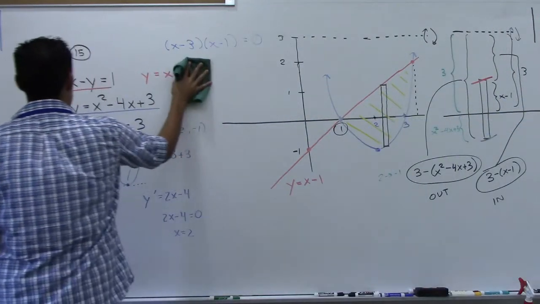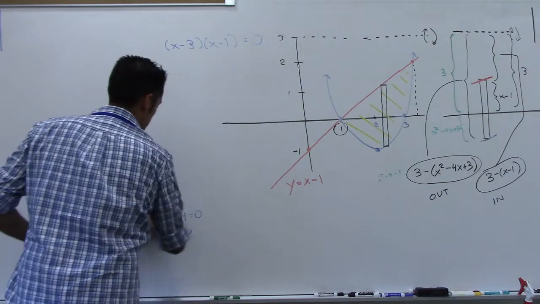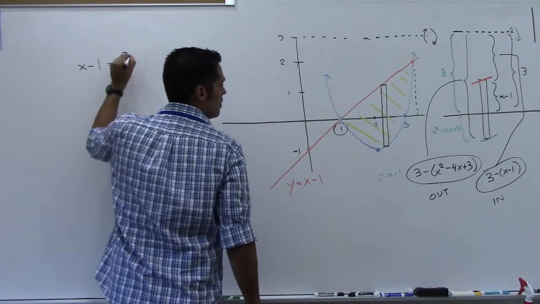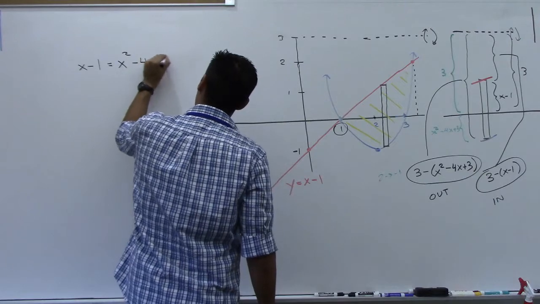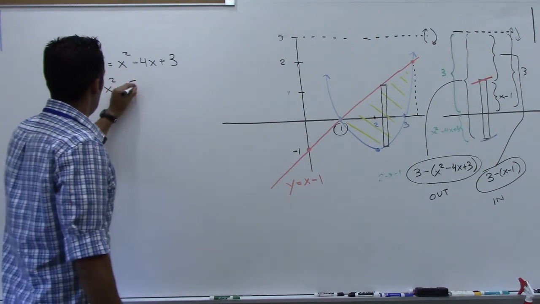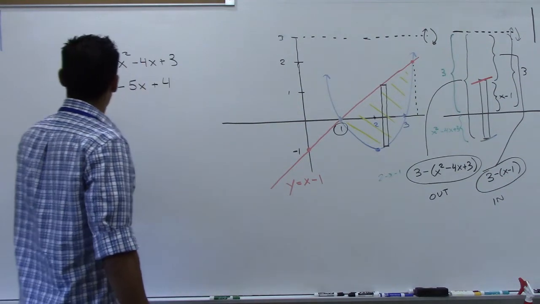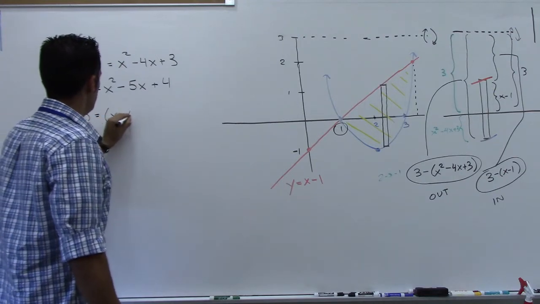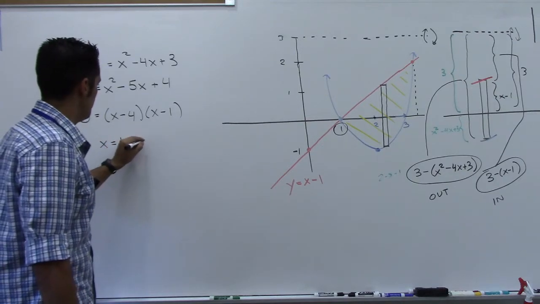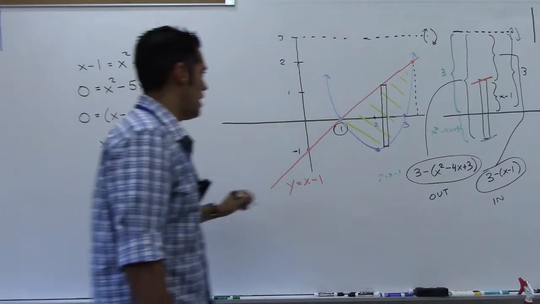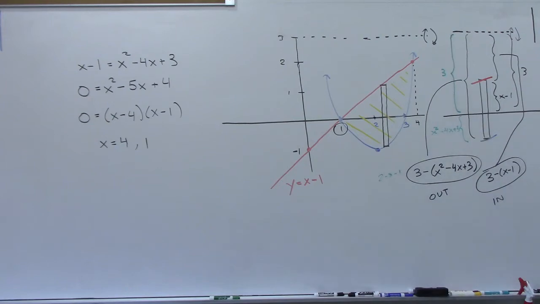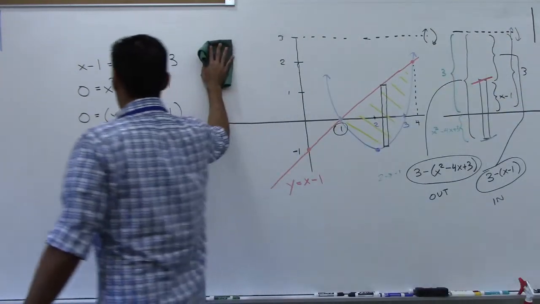So I have to set these two things equal to each other. So I need to set x minus 1 equal to x squared minus 4x plus 3. And then I just move things over. 0 equals x squared minus 5x plus 4. That gives me x minus 4 times x minus 1, which gives me two solutions, 4 and 1. Now I already knew 1 because I had it right here. Now I know that this was 4 over here. All right, so with that I can set up my integral. Got everything I need.